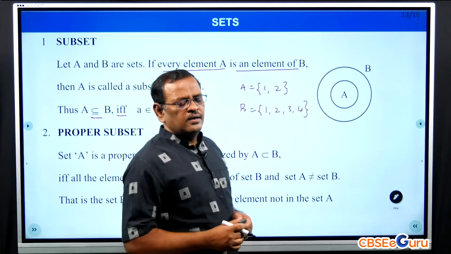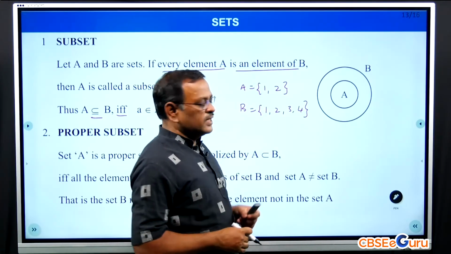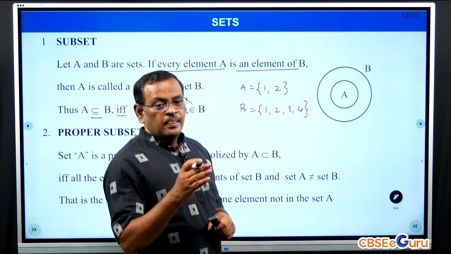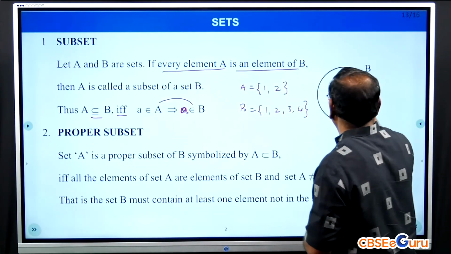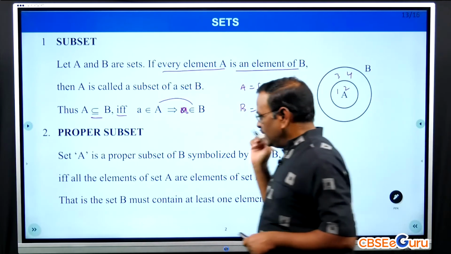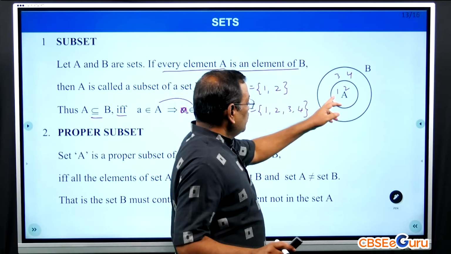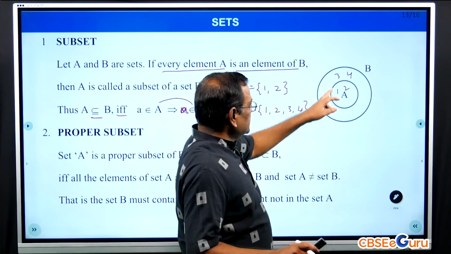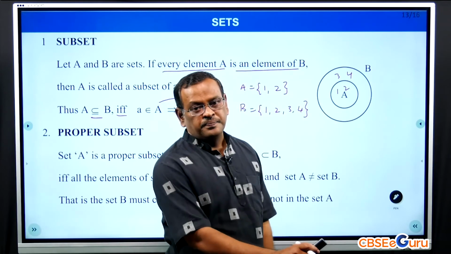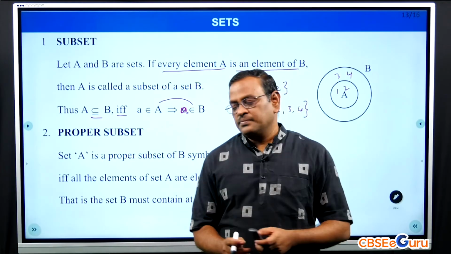We can represent sets using a Venn diagram. In a later video I will explain in detail, but using a Venn diagram, this is how to draw the circles for subsets. For example, B has 4 elements, 1, 2, 3, 4. Now look at the figure: A contains 1 and 2, and B contains 1, 2, 3, 4. What is the difference? 3 and 4 belong to B, but they do not belong to A. This is the Venn diagram for subset.